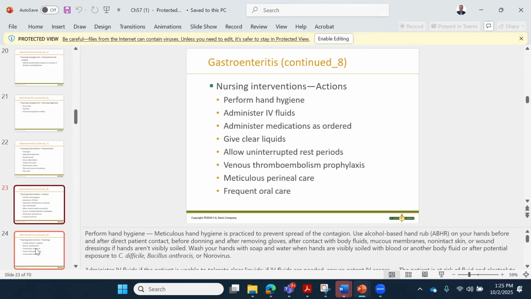So you can read through those nursing interventions that include, of course, good, proper hand hygiene, but also VTE prophylaxis. And if you think about it, patients who are dehydrated do have a higher risk of being in a hypercoagulable state because of the fact that they are dehydrated and their blood is going to be thicker or more viscous than normal blood. And this increases the possibility of clotting.